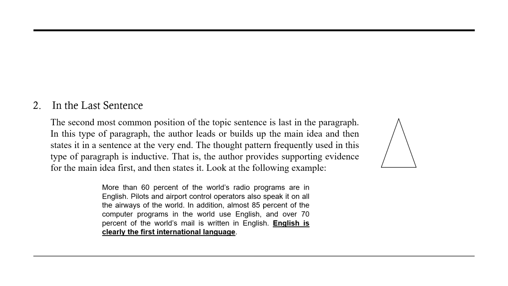Next, in the last sentence. The second most common position of the topic sentence is last in the paragraph. In this type of paragraph, the author leads or builds up to the main idea and then states it in the sentence at the very end. You can see on your screen, I already gave you the examples, and the topic sentence or the main idea is located in the last sentence of the paragraph.